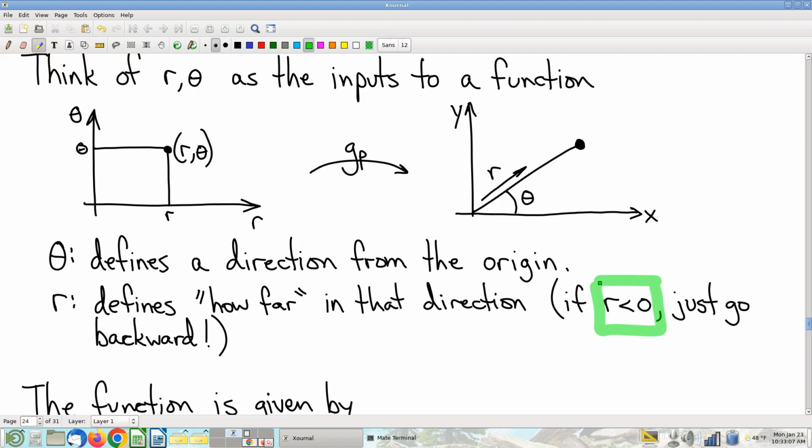No problem. And so what do I mean by how far? If r is negative, I'll just go backwards. Right? So if r is negative, then you do that. Alrighty, how are we doing? Everybody with me?